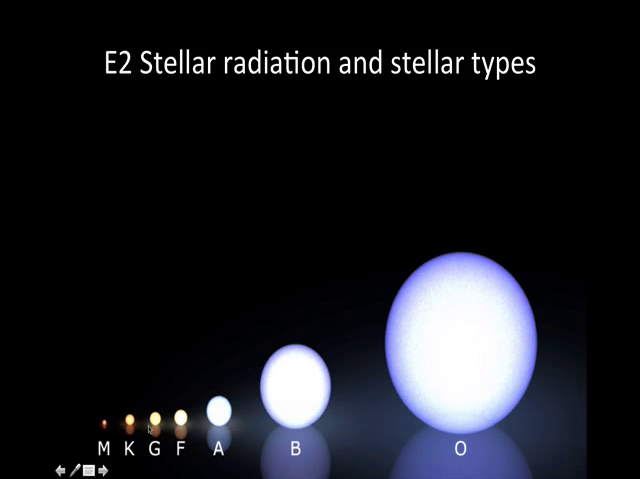So let's continue with a lesson that began some time ago. This is about stellar radiation and stellar types. So here we've got all the stars from the smallest through to the biggest and hottest. There's actually more than this in the OBAFGKM scheme, but we're just going to stick with this for now because that's all the IB requires.